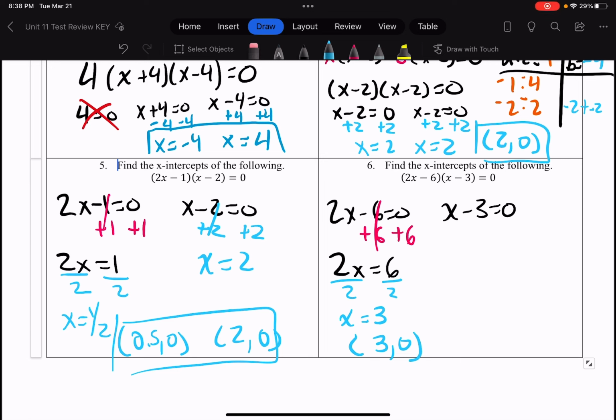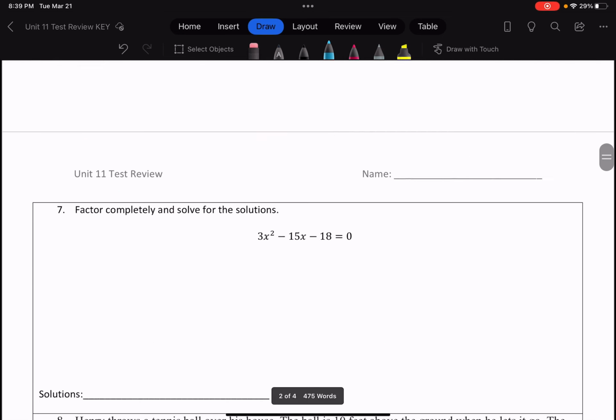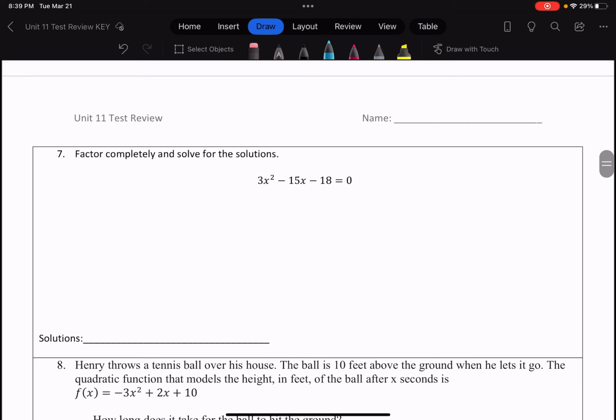For the next one, it's only a one-step equation, so I'm going to add 3 to both sides. That also leaves me with x equals 3. So my only x-intercept in this case, even though they looked a little different, they yield the x-intercept of (3, 0). So guys, we're going to do the same idea with number 7. And then in our next video, we'll go into applications with quadratic functions.